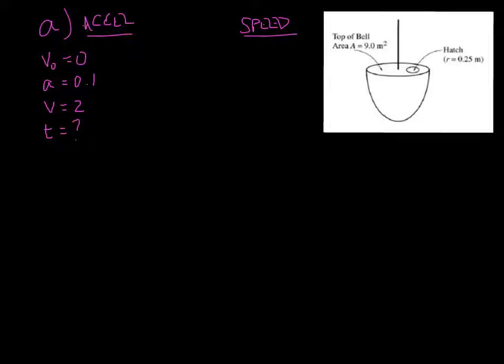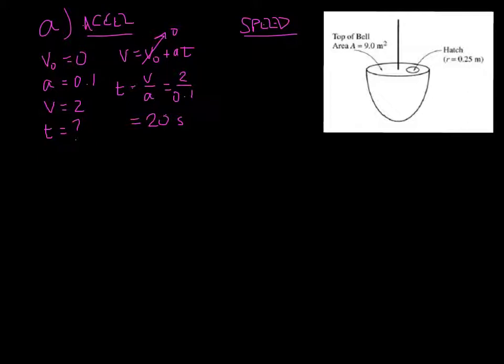So just use the real simple equation, v equals v0 plus at. Since the initial velocity is 0, we can cross that out and solve for time, which is v over a. So 2 over 0.1 equals 20 seconds. So it accelerated for 20 seconds, and then it starts moving at a constant speed.